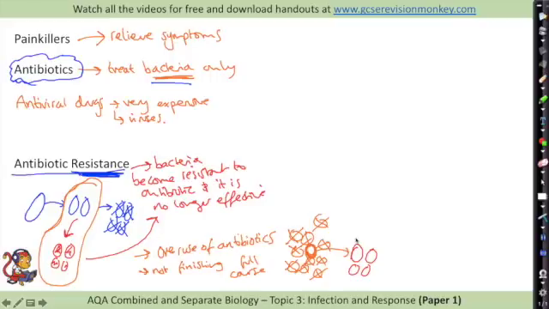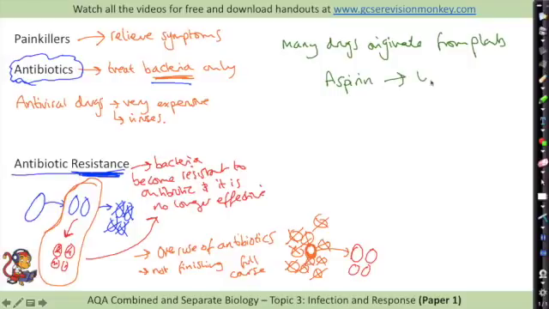Many drugs originate from plants. For example, aspirin, the drug, comes from the willow tree originally, and digitalis comes from the foxglove. There are a couple of examples that you need to be aware of.